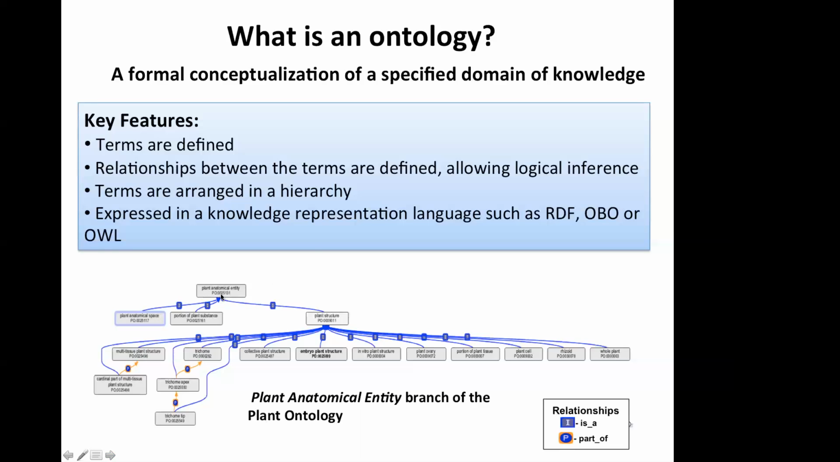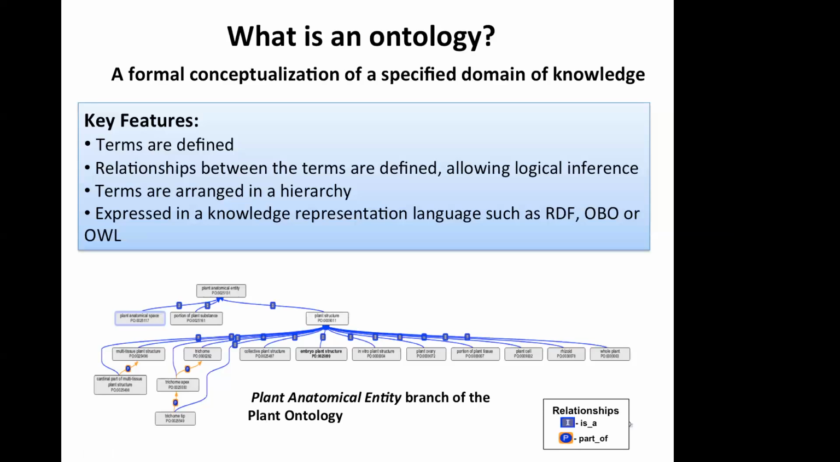And these relationships give the ontology its power, and they allow logical inference by computers across the ontology. And through these relationships, the terms are arranged in a hierarchy. You can see a graphic here showing a very small part of the plant ontology hierarchy.